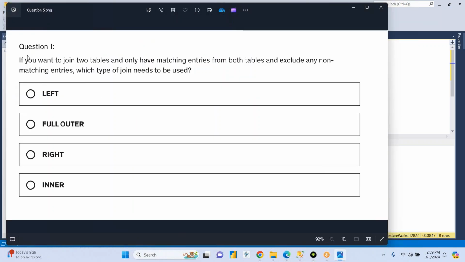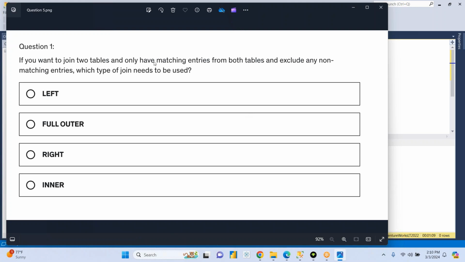Anyway, let's take a look at this one on joins. If you want to join two tables and only have matching entries from both tables and exclude any non-matching entries, which type of join needs to be used? Left, full outer, right, inner join. Which one is correct? Try to read the question, draw two Venn diagrams, make them intersect, and then identify the shaded region. That's an easy way to answer this question. Remember, we use Venn diagrams to represent joins, and that's the best way to understand joins. Strongly advised to use Venn diagrams.